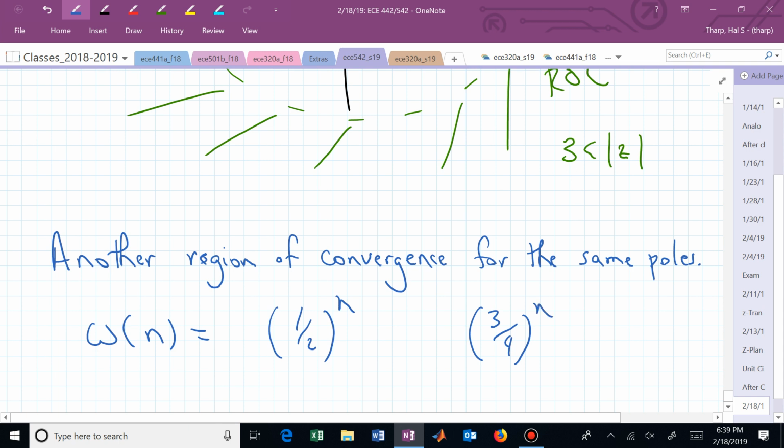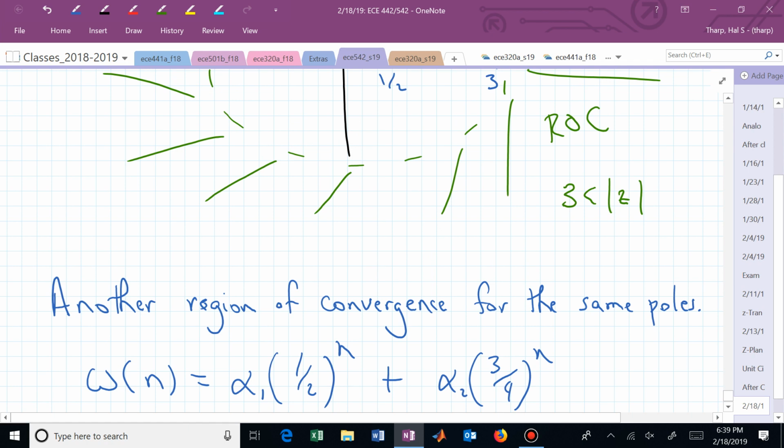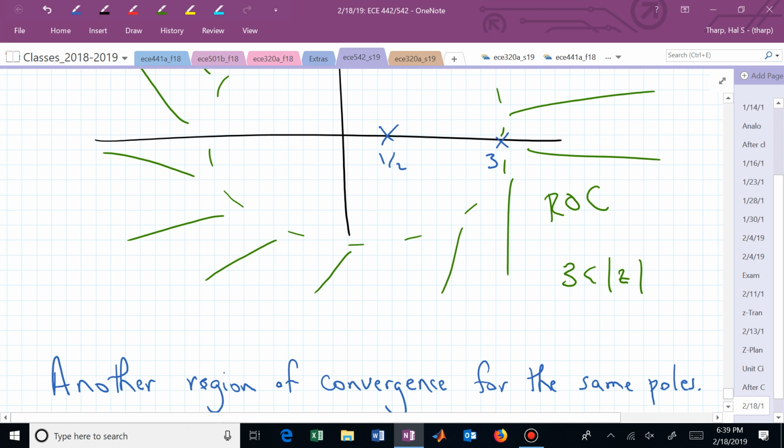We know it has those modes. And if I just ask for the structure, I'm not asking you to find alpha 1 and alpha 2. Do we know what values of n this structure is defined for? If you don't, you write down the z transform expression and look at what values of z would cause that expression to be bounded.